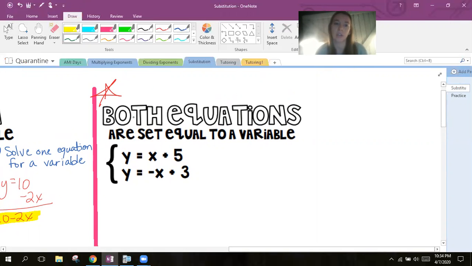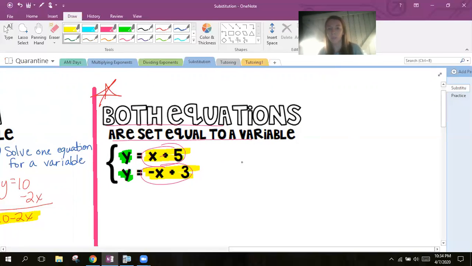All right, last one. Both equations are set equal to a variable. So if y equals x plus 5, and y also equals negative x plus 3, then that would mean that both of these things would also equal each other. So what you could do is just set those two expressions equal to each other. So again, this is when both equations are set equal to a variable, so you can see that they're both set equal to y.